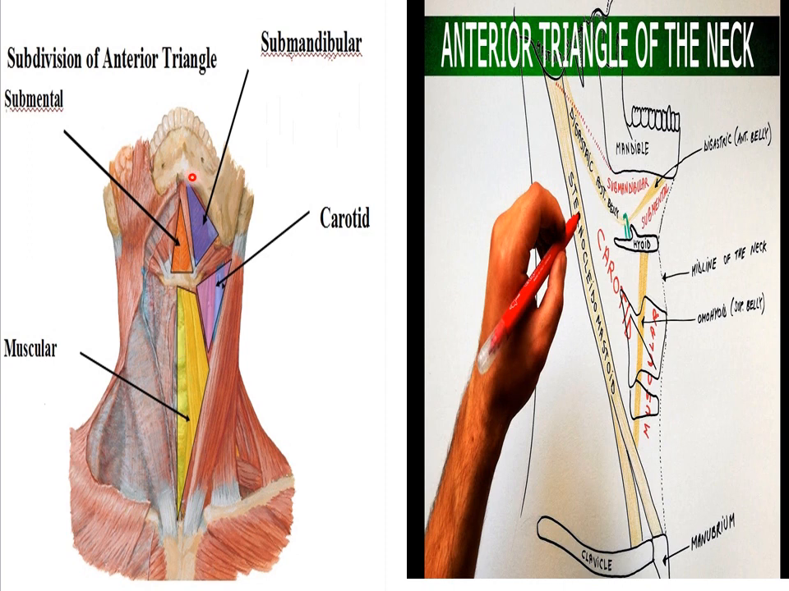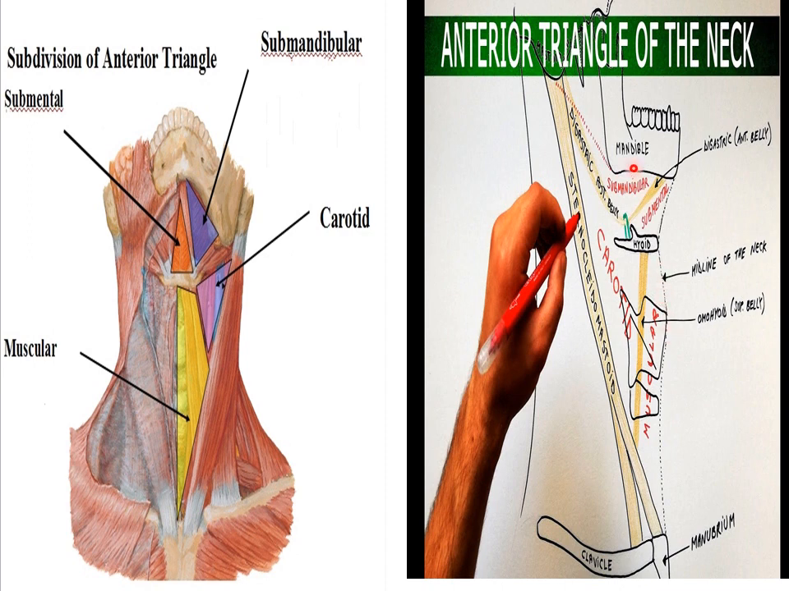Then medially, the anterior triangle is bounded by the midline of the front of the neck, as you can see in this line diagram also. Posteriorly by the anterior border of sternocleidomastoid, and medially by the midline of the front of the neck, or you can say this is the anterior boundary or medial boundary of the anterior triangle of the neck.